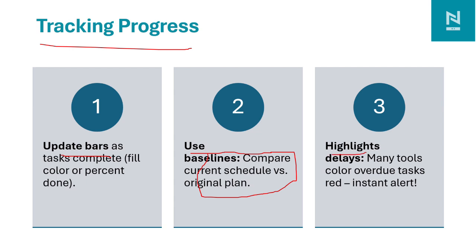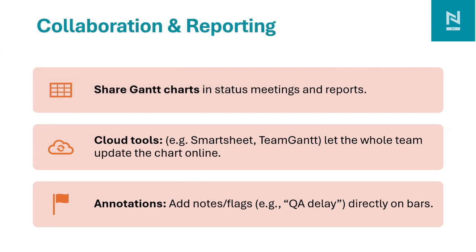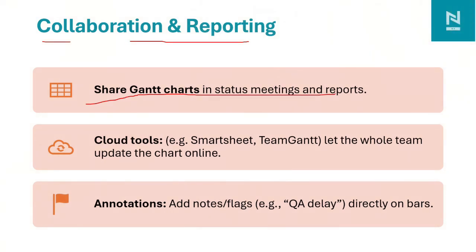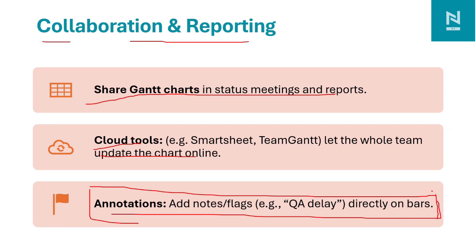And another thing is highlighting the delay. If the activity is delayed, the task color changes to red, which means that the activity is delayed. So in this way we can track the progress of the project in the Gantt chart. Gantt chart is a very collaborative and reporting tool for the planner. We share the Gantt chart in status meetings and reports so that the team understands the situation of the project. We use a cloud tool, so we update the team Gantt so that the whole team can access the Gantt chart, and if there is any delay in a bar, then we flag it up with the team and ask the reason for the delay. So for collaboration and reporting, the Gantt chart is very helpful.